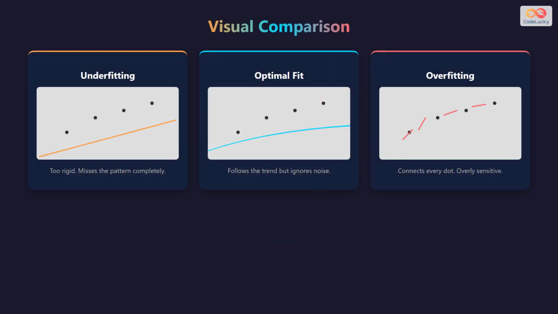Here is a visual way to understand it. On the left, underfitting is too rigid. It draws a straight line through a curved path, missing the trend. On the right, overfitting is too chaotic. It connects every single dot, creating a jagged, unreliable mess. In the middle, we have the optimal fit. It captures the general curve of the data while ignoring the minor fluctuations.